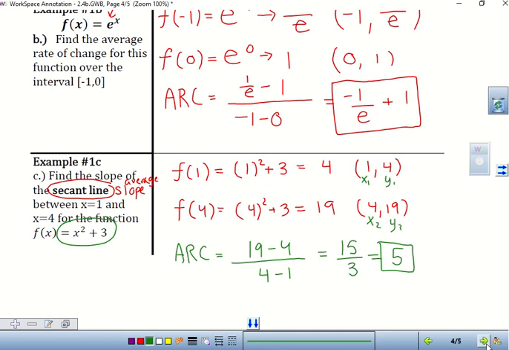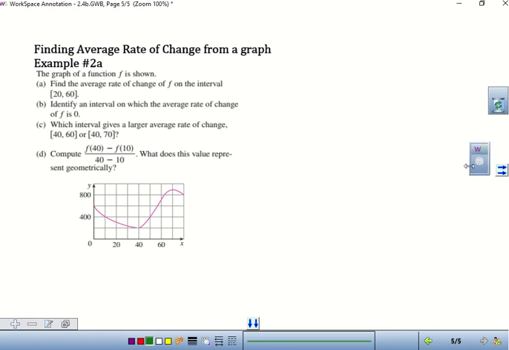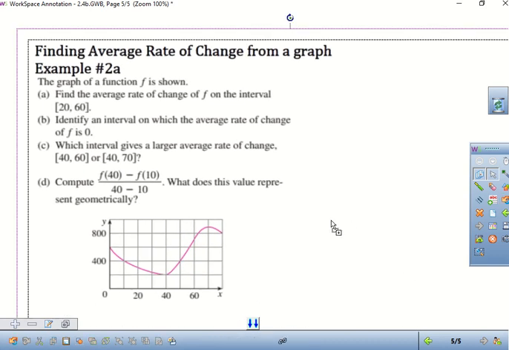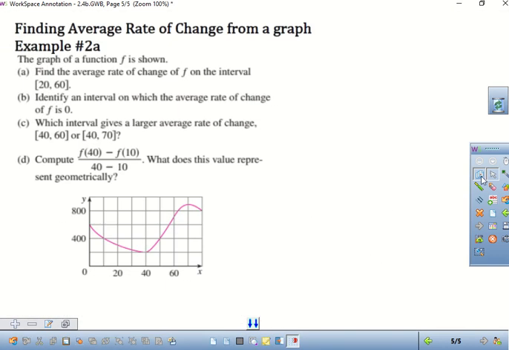Okay. So the next one kind of asks us to use a conceptual understanding of what we just learned about. So we're looking at a graph, okay? And clearly this graph is not linear, so we're going to have to use average rate of change, because linear functions are the only type of functions that we can calculate exact slope, right? Right now. Next week, though. So find the average rate of change of f on the interval from 20 to 60.